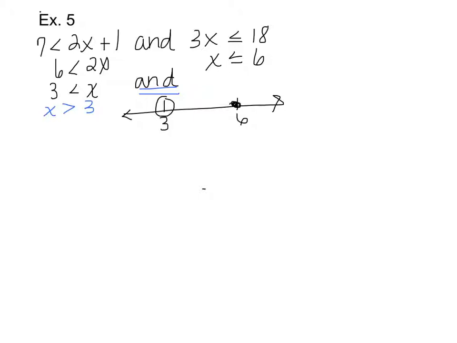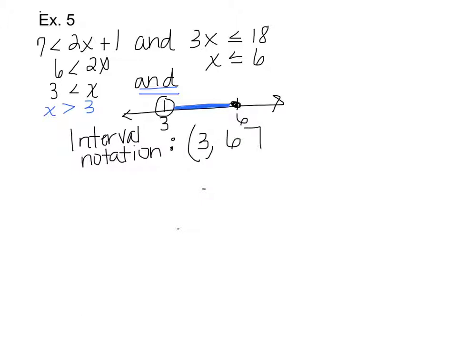This means that both inequalities are true, which means we would shade right between here. So in interval notation, we're basically saying that our solution is between 3 and 6, not including 3, but including 6. So it'll look like this. Not including 3, going all the way to 6, including.